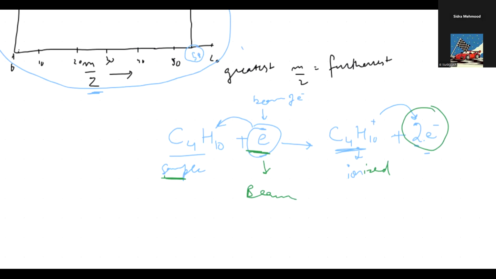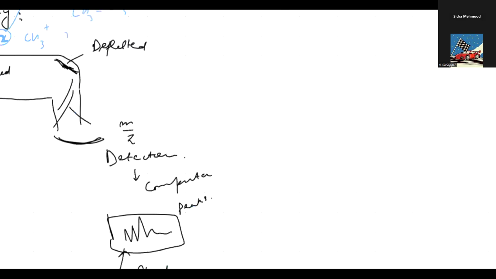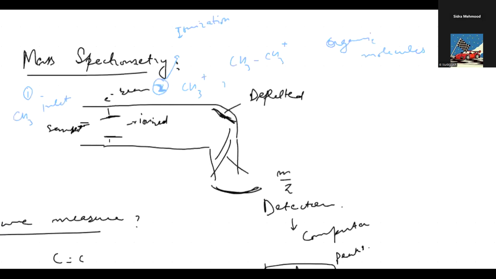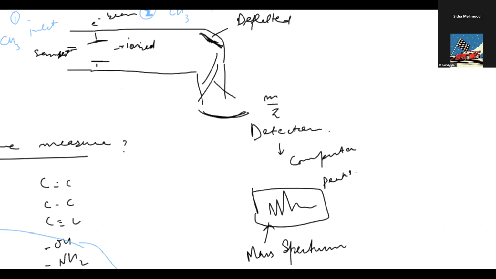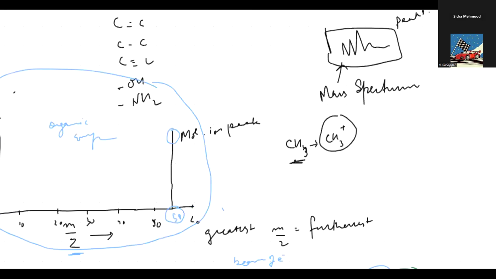Is this clear up to this point? So this is the sample that gets ionized, is deflected by the magnetic field at different angles, and the detector is attached to the computer, and the computer gives us the graph, and this graph is known as the spectrum.